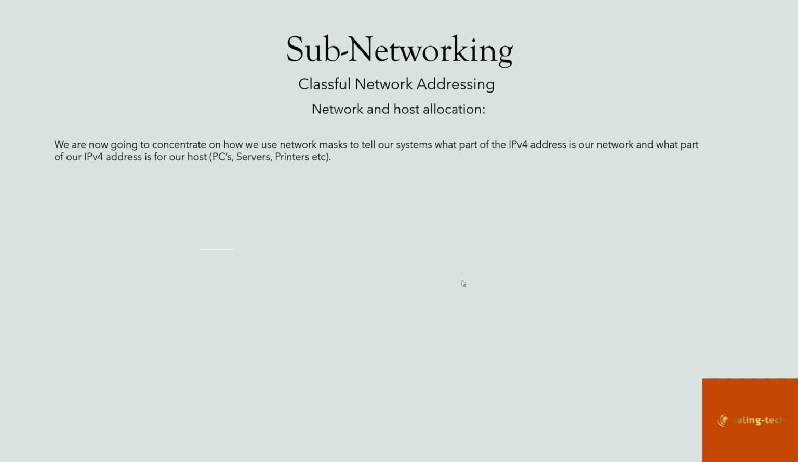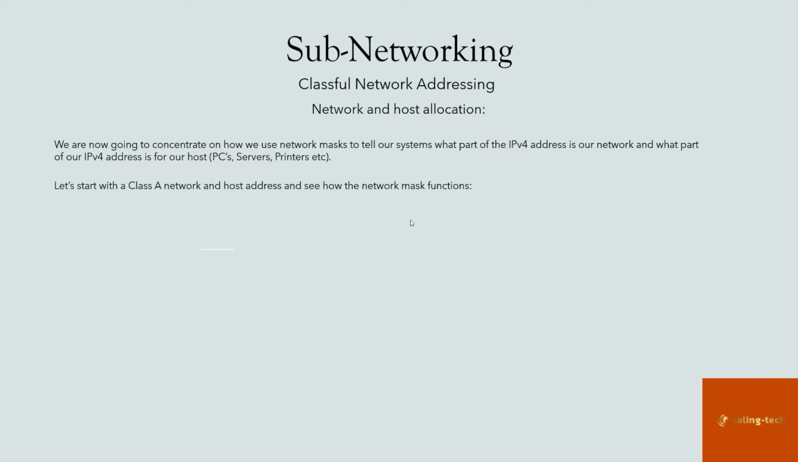We're now going to concentrate on how we use network masks to tell our systems what part of the IPv4 address is our network and what part of our IPv4 address is for our hosts. In other words, PCs, servers, printers, etc. Now, it is important that you have a firm grasp and understanding of this section and of binary. If you don't and you want to ask me any questions in the comments section, then please do, and I'll do my very best to answer them for you.